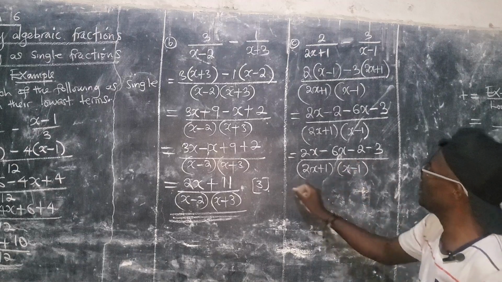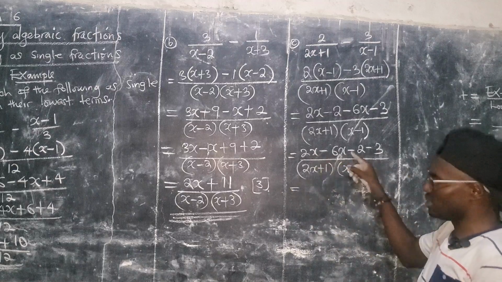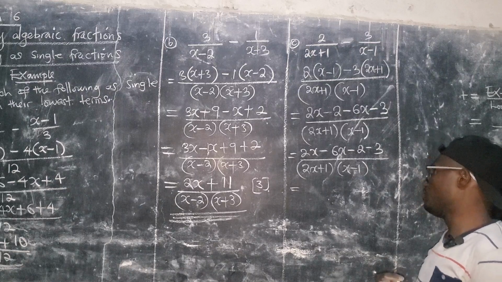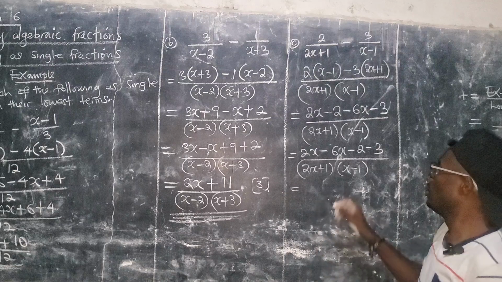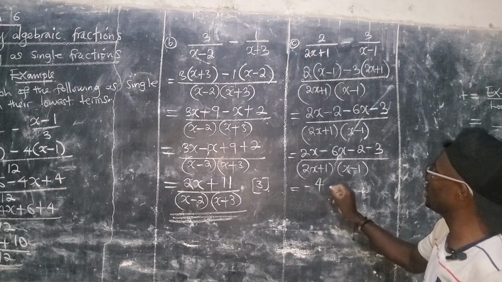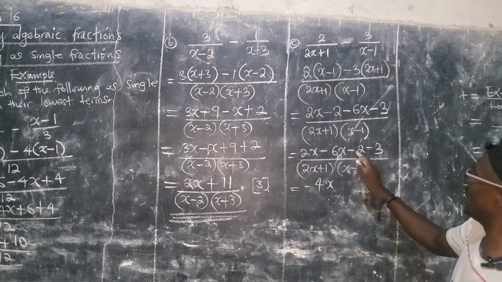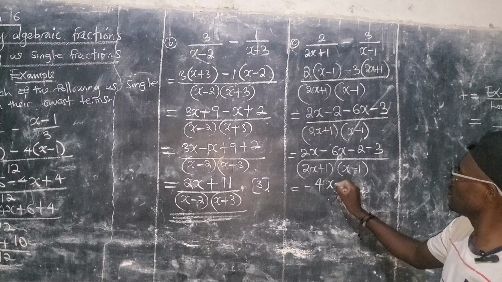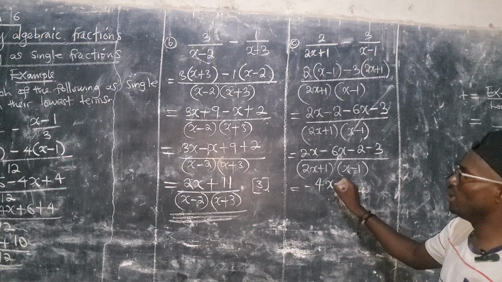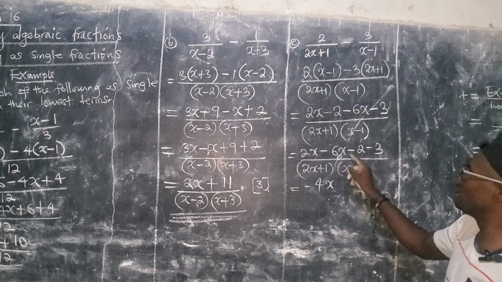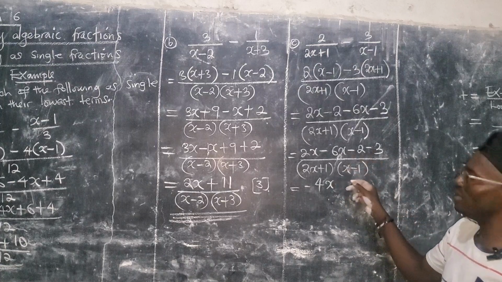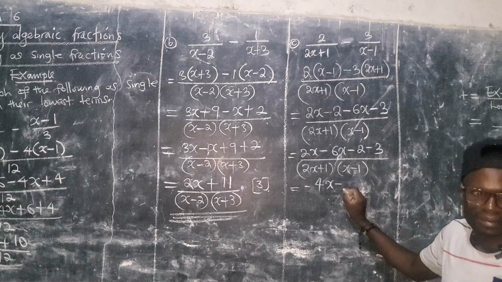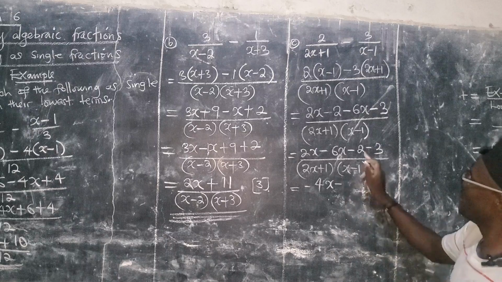What is 2x minus 6x? Is it 4 or negative 4? Negative 4x. Negative 2 minus 3. We're adding. Same sign means add and maintain the sign. Negative 6 or 5? 5. 2 plus 3.